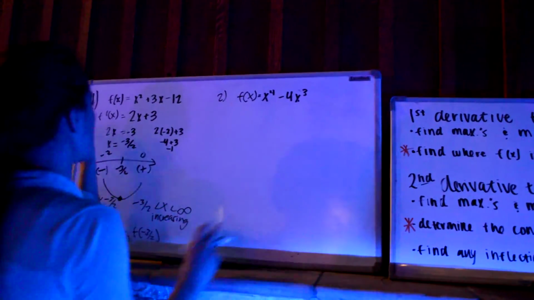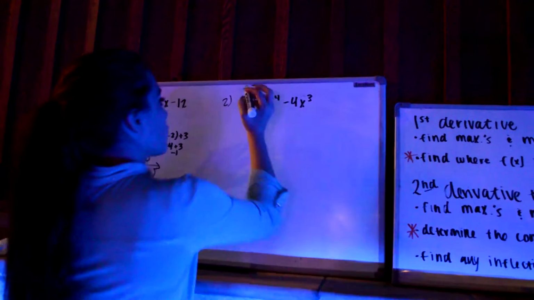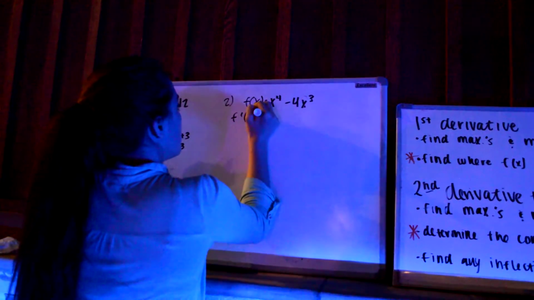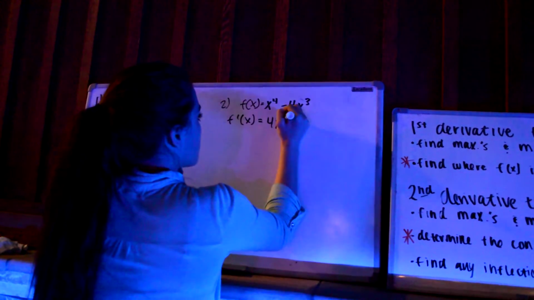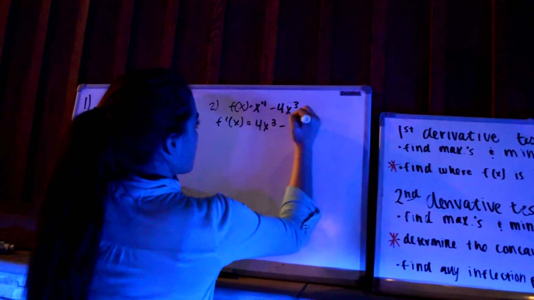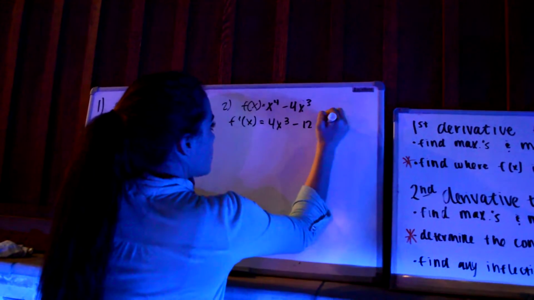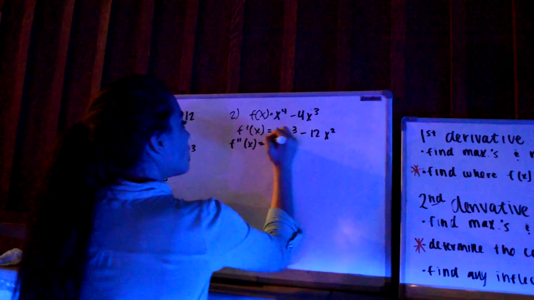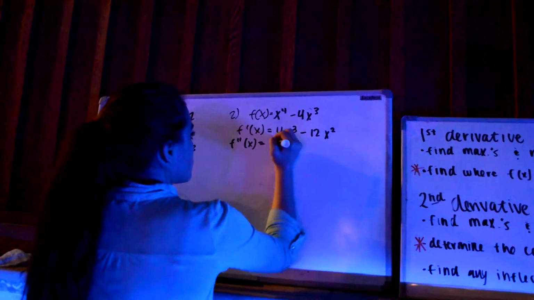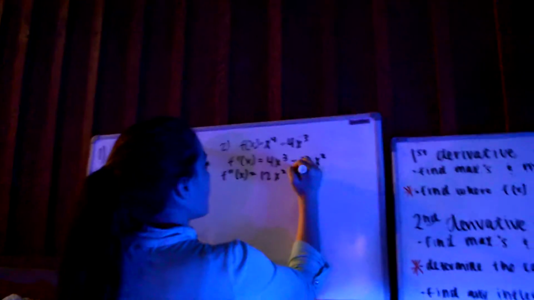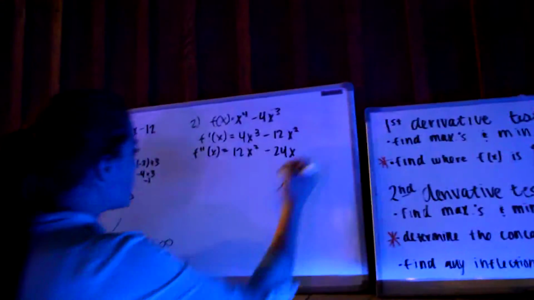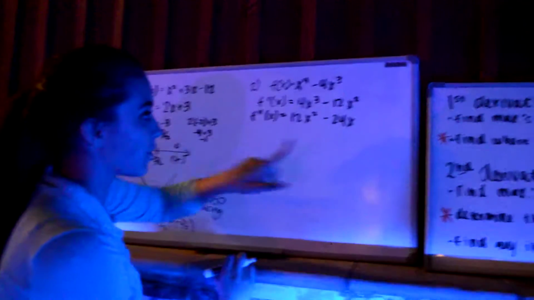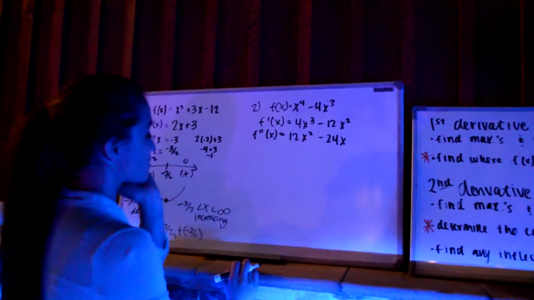Okay, so we're basically going to do the same thing, take the first derivative, but we're going to go farther and take the second derivative. So f of x is the function, f prime of x is 4x cubed minus 12x squared. And then go ahead, take the second. Shoot. 12x squared minus 24x. Okay, so that's f double prime, the second derivative of f of x.